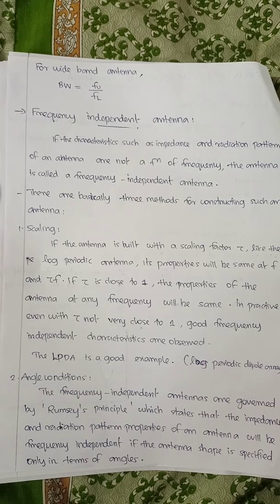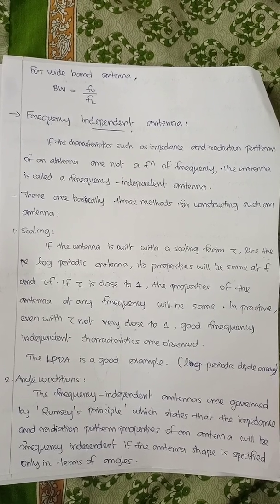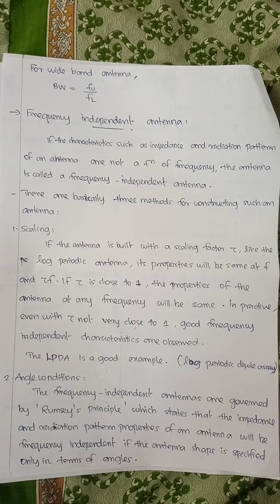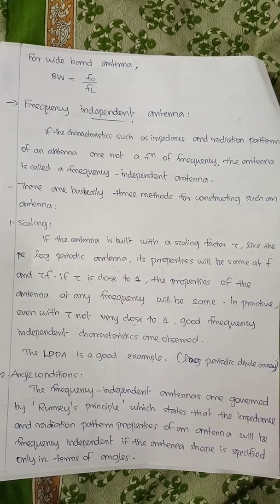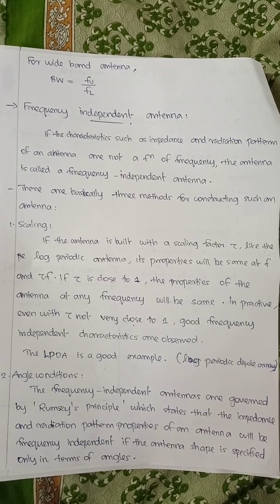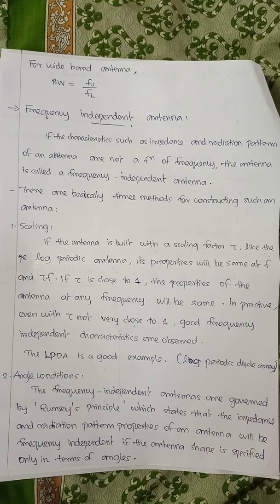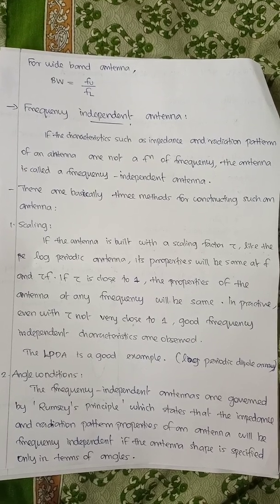So what is frequency independent antenna? If the characteristics such as impedance and radiation pattern of an antenna are not a function of frequency, then the antenna is called a frequency independent antenna. There are basically three methods for constructing such an antenna. The first one is scaling.